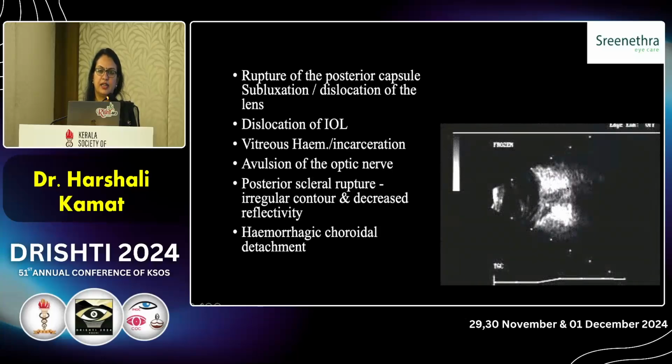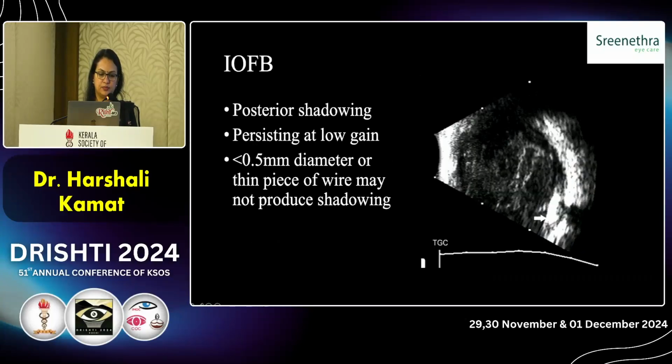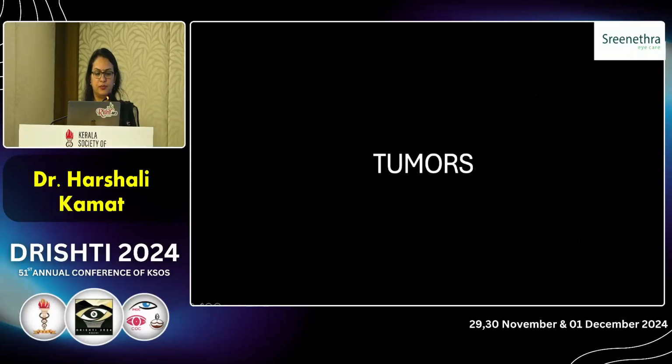Sometimes you may see a widening of the optic nerve shadow in cases of optic nerve head avulsion. An intraocular foreign body may be seen as a high reflective echo, persisting in low gain and causing shadowing.